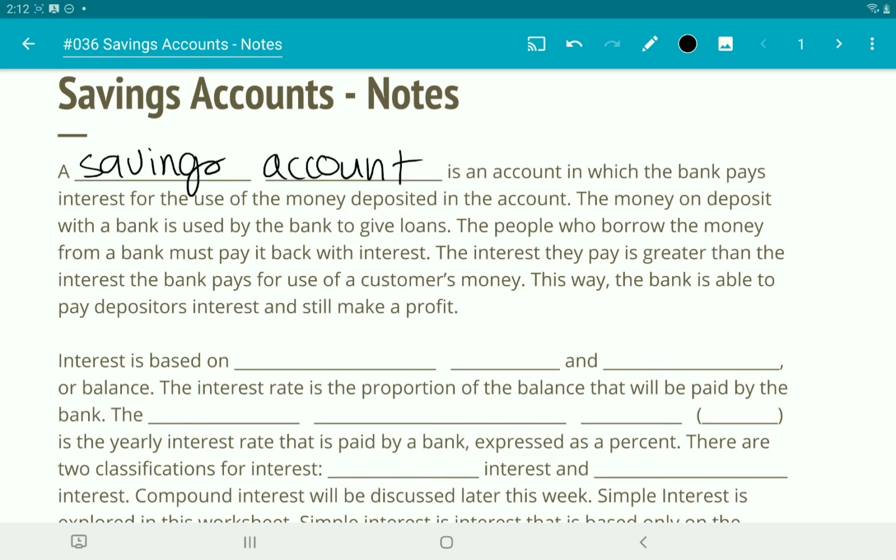The interest that they pay is actually greater than the interest the bank pays the people who put the money into the savings accounts. So the bank is still able to make a profit.